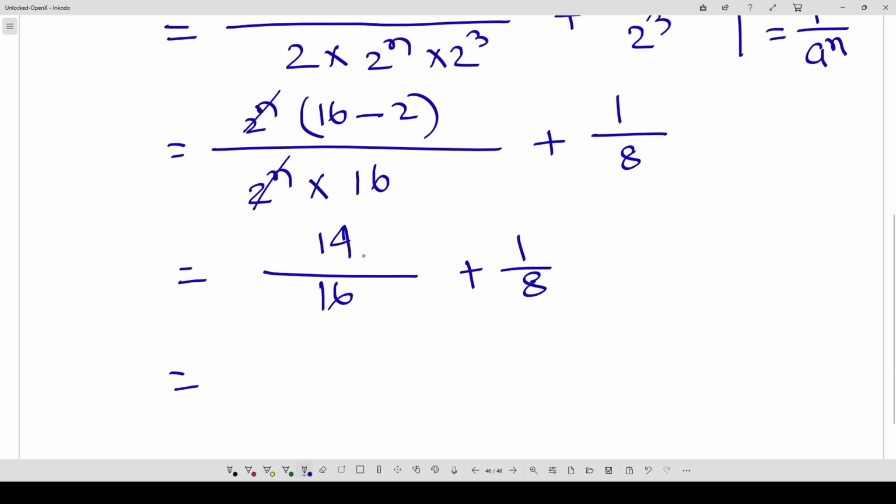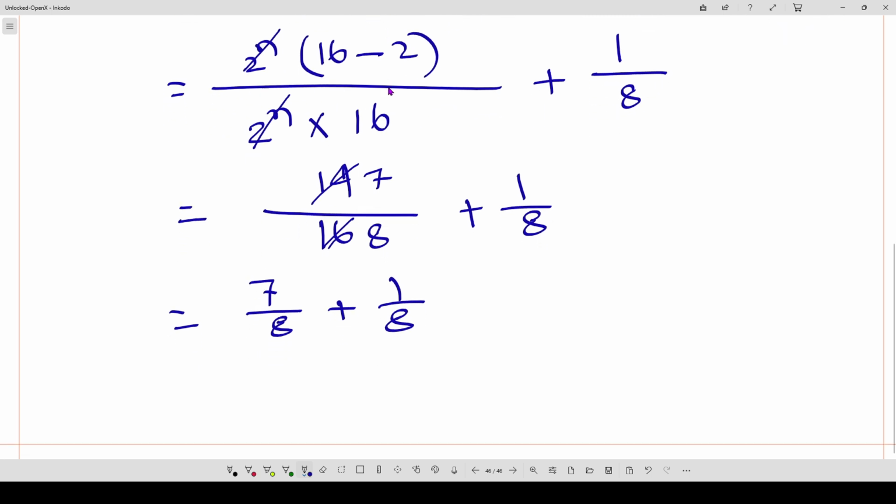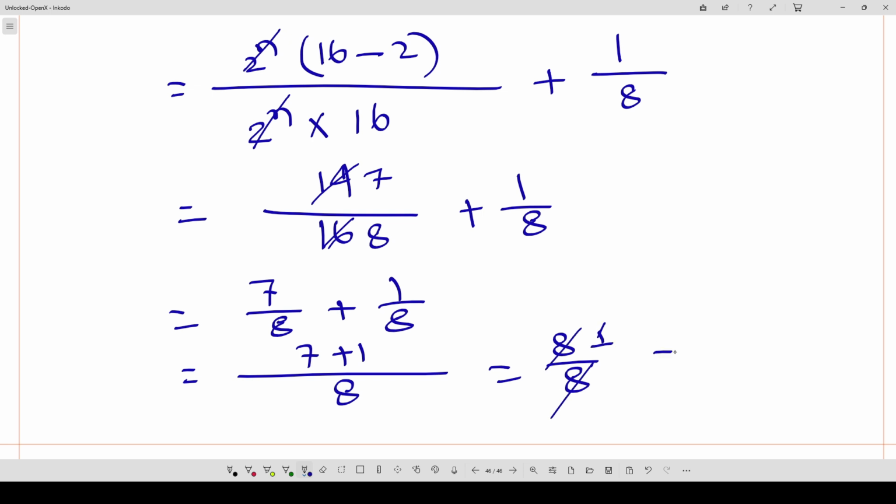Now we can divide this fraction by 2, so here it will be 7 and here is 8. So here is 7 by 8 plus 1 by 8. Now we can make an LCM. How? 8 and 8, LCM is 8. So 7 plus 1 is 8, divided by 8. Once we divide 8 by 8, it will be 1. And our required answer is 1.